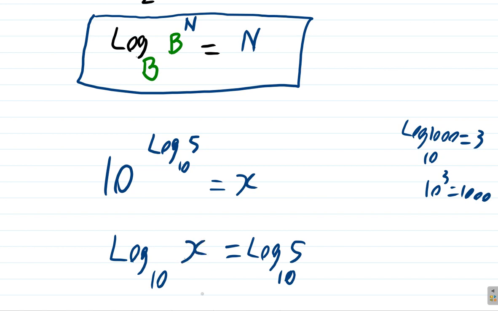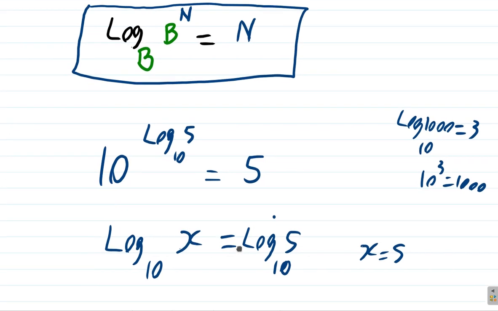Alright. So if log x equals log 5, and it's the same base, then what do you conclude? x must be equal to 5. See that? So x equals 5. So I can change this x to 5 because the x is indeed 5. Interesting, isn't it?